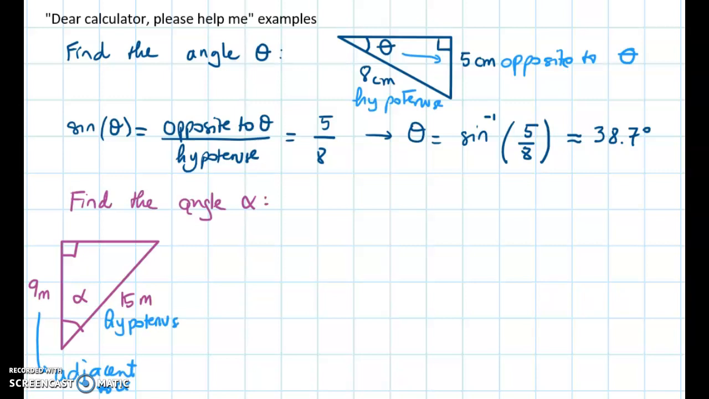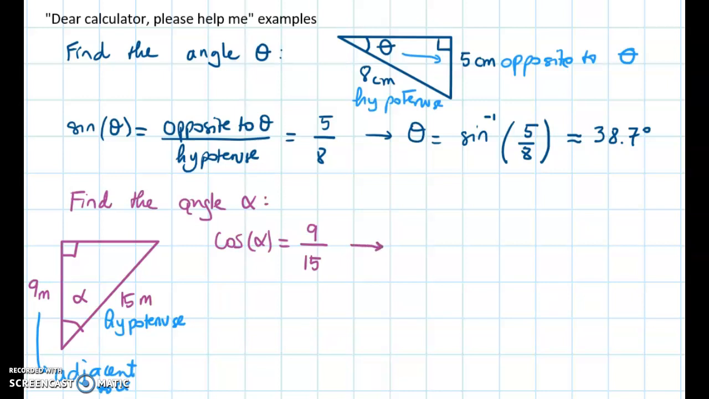So we have to identify which trigonometric ratio, sine, cosine, or tangent, relates an angle, the side adjacent to it, and the hypotenuse. And if you check your list of definitions, you will see that this is the cosine. Cosine of the angle alpha is going to be 9 divided by 15. So the side adjacent to alpha divided by the hypotenuse. So we're trying to find an angle such that when we apply cosine, the result is 9 over 15.